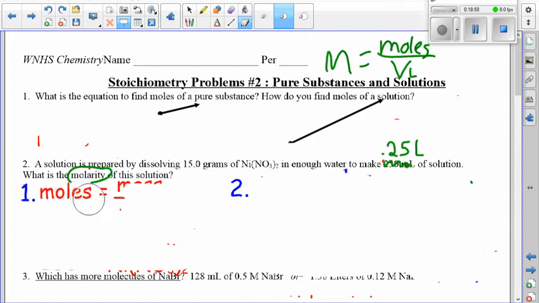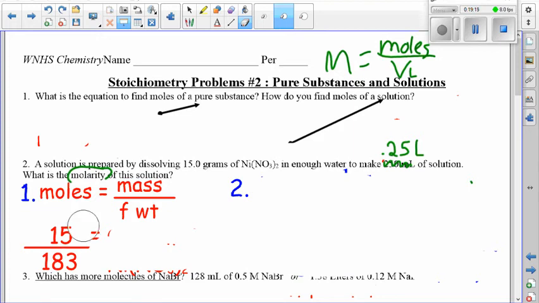My moles will be equal to mass over formula weight. And so my moles of nickel nitrate will be the 15 grams divided by the formula weight. Well, nickel is a 59, plus the 2 nitrogens, which are 14 each, plus the 6 oxygens, which are 16 each. Adds up to 183. And so I have this many moles of nickel nitrate. Notice the label and everything.